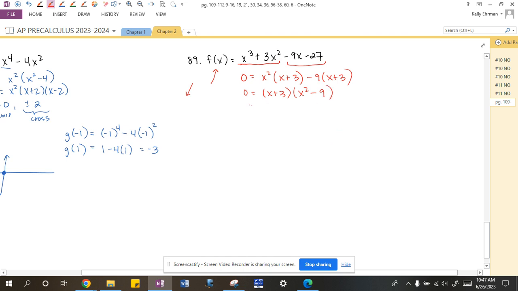That factors further. Because this is x plus 3, x minus 3, and I need to consolidate like factors, I'm really going to have x plus 3 squared times the x minus 3. Because I already had an x plus 3 here. There's another one in this factor difference of squares. And so that means at negative 3, the graph is going to bounce, be tangent to the x-axis, whatever. And at 3, it's going to cross.